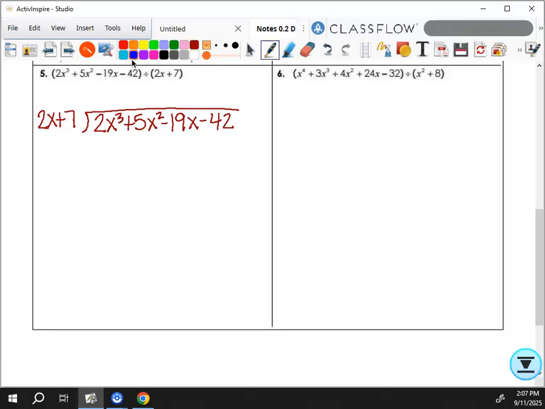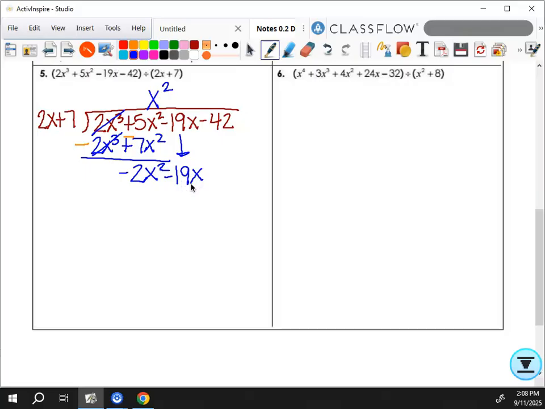Alrighty, so 2x cubed divided by 2x is x to the second. Good, just x squared, okay? Then I multiply it back. x squared times 2x, 2x cubed. x squared times 7, positive 7x squared. Then what do I do? Flip the signs. Okay, those zero out. 5x squared minus 7x squared, negative 2x squared. Good. Bring down my negative 19x.